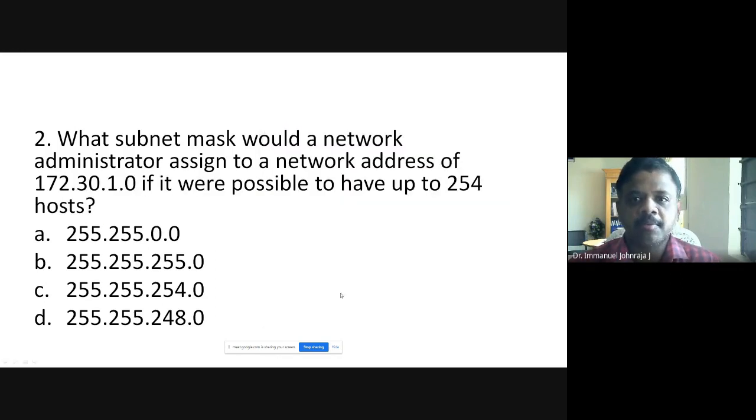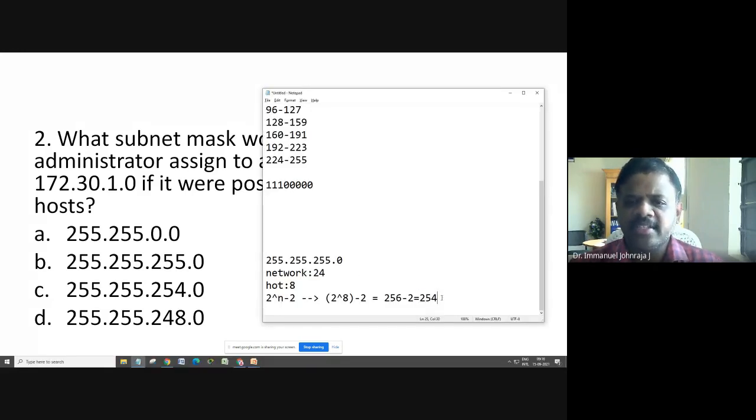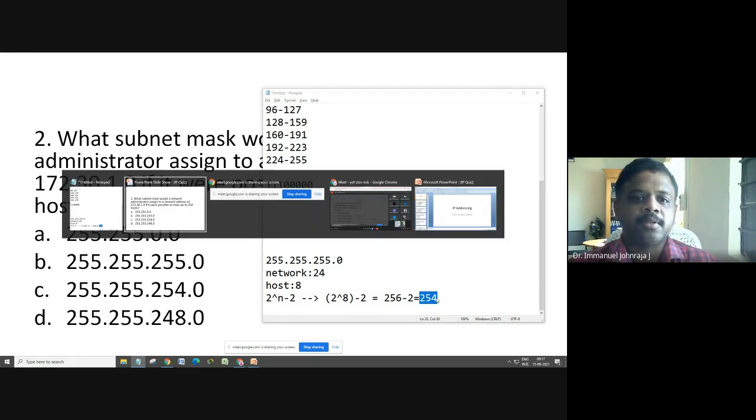Now let's go back to the question. You are supposed to find out 254 hosts. What is our calculation? We randomly took a subnet mask. It's a class C default mask. Network portion has got 24 bits and host portion has got 8 bits, which indicates that 2 power 8 minus 2 is 256 minus 2, indicating 254 is the usable host. So if this is your subnet mask, you'll be able to create 254 usable host addresses.